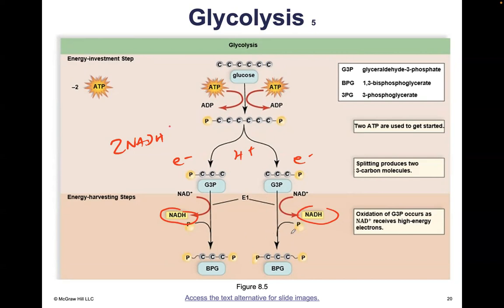Now, phosphate molecules are being added to the G3P. So that becomes BPG. BPG is a name given to this molecule because this is carbon atom 1, carbon atom 2, 3. This is 1, 2, 3. So it's called 1,3-bisphosphoglycerate, because you've got the phosphate molecules on atoms 1 and 3.